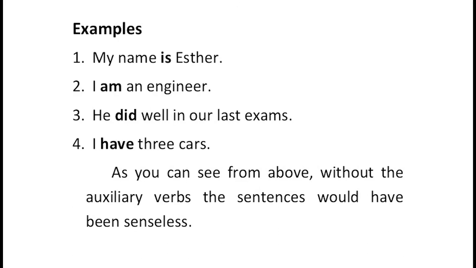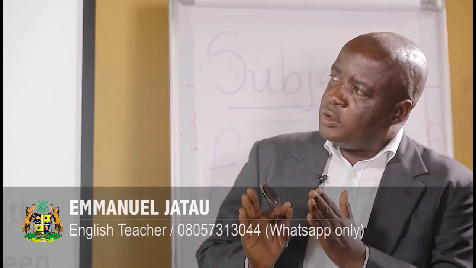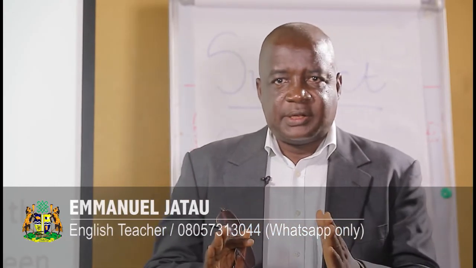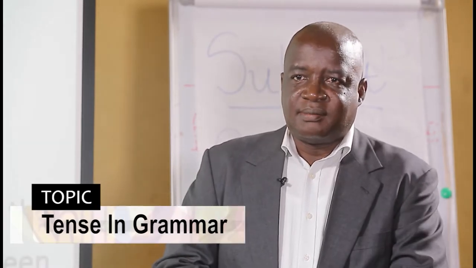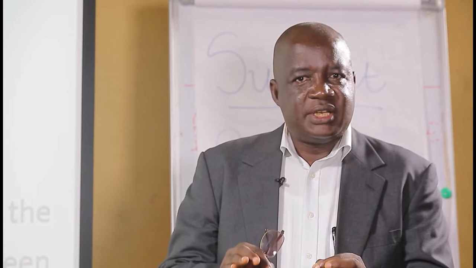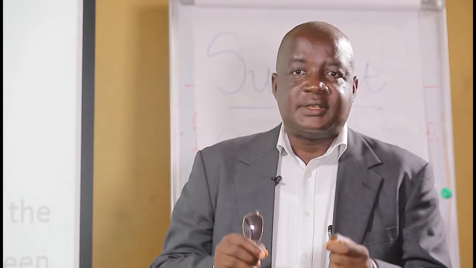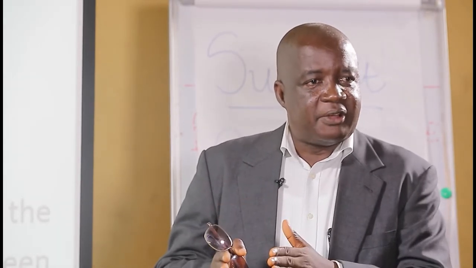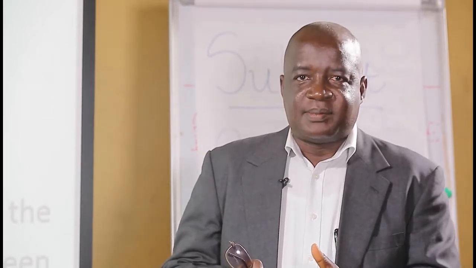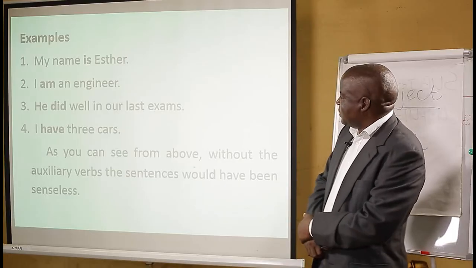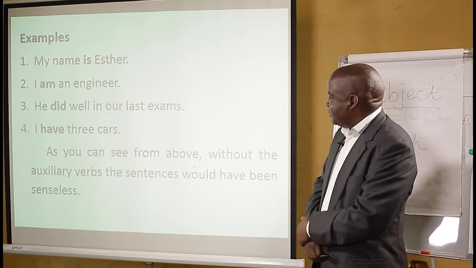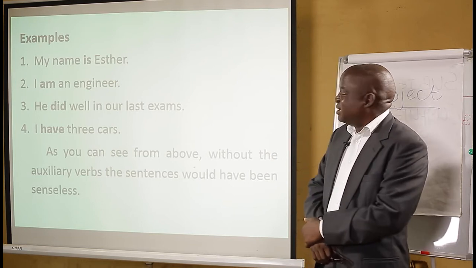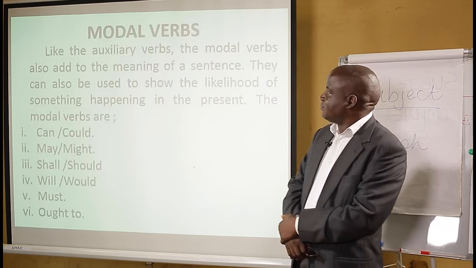I have 3 cars. Have is highlighted. Now, when you remove all those items that are highlighted, the sentence unbalances and doesn't make sense, because the auxiliary verb there is helping the main verb to make sense. So as you can see from above, without the auxiliary verbs, the sentence would have been senseless.